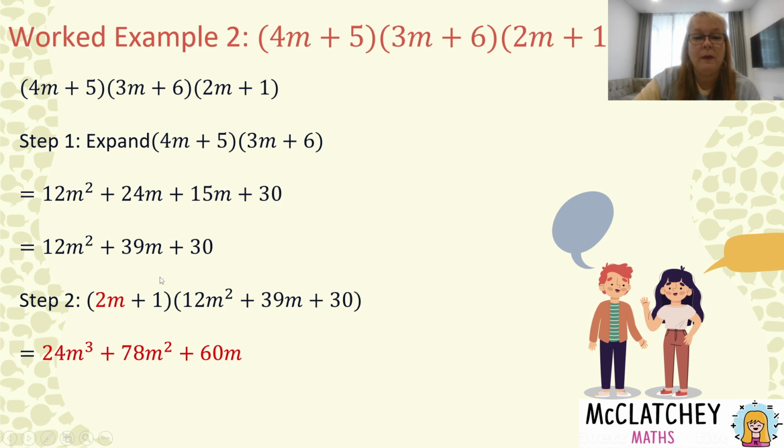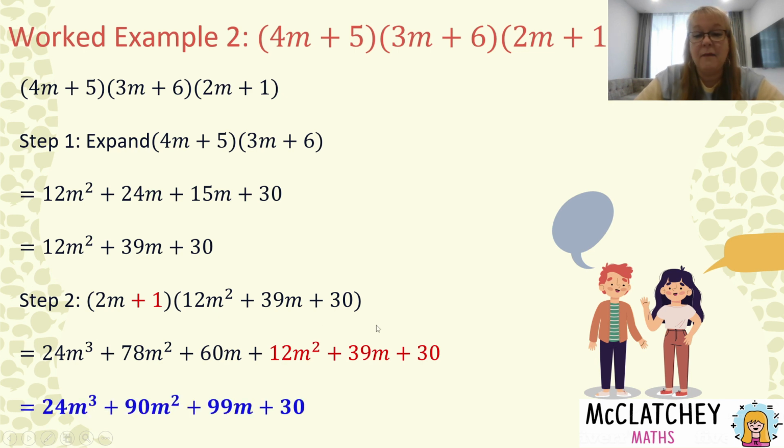The next step will be the number 1 multiplied by everything. Well, basically, if I'm timesing anything by 1, I'm just going to get that result. So that's going to pop onto the end there exactly as it's written, because when you multiply by 1, that's what happens. Okay, now I've got some like terms to collect. 24m cubed will be a standalone. 78m squared plus 12m squared will give me 90m squared. 60m plus 39m will give me 99m, and 30 at the end will be a standalone as well. So once again, 4 terms resulting.